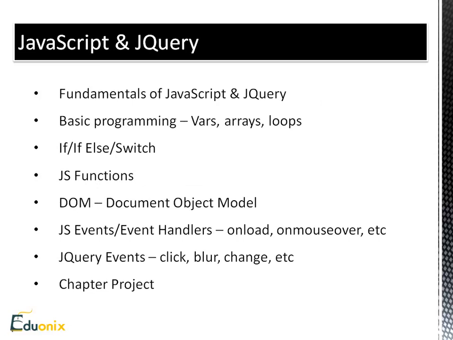So in chapter 2 we talked about JavaScript and jQuery. We learned the fundamentals, basic programming in JavaScript, variables, arrays, loops. We looked at if statements, if else, and switch statements, JavaScript functions. We looked at the DOM, or the document object model, to see how a web page is actually built up.